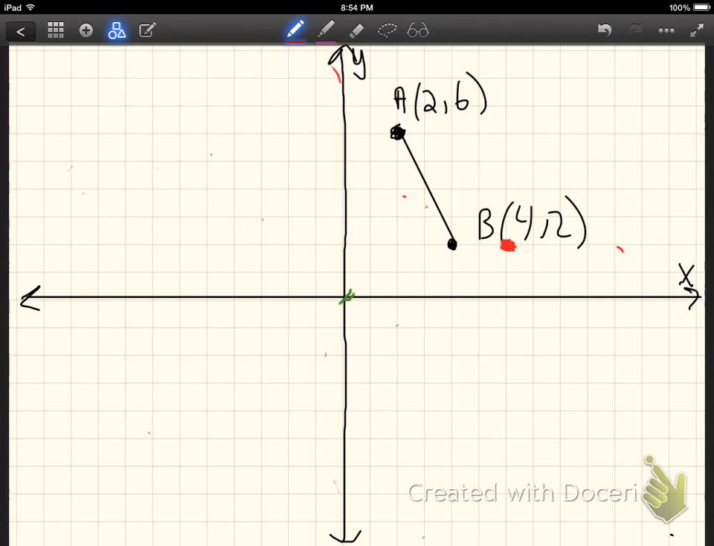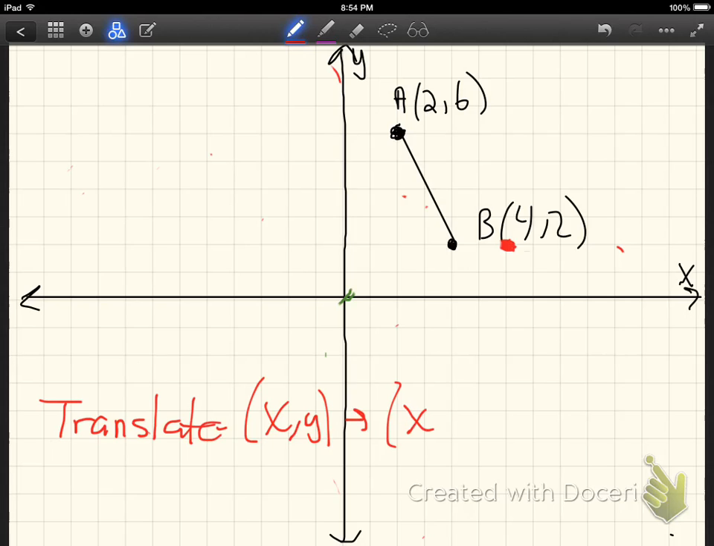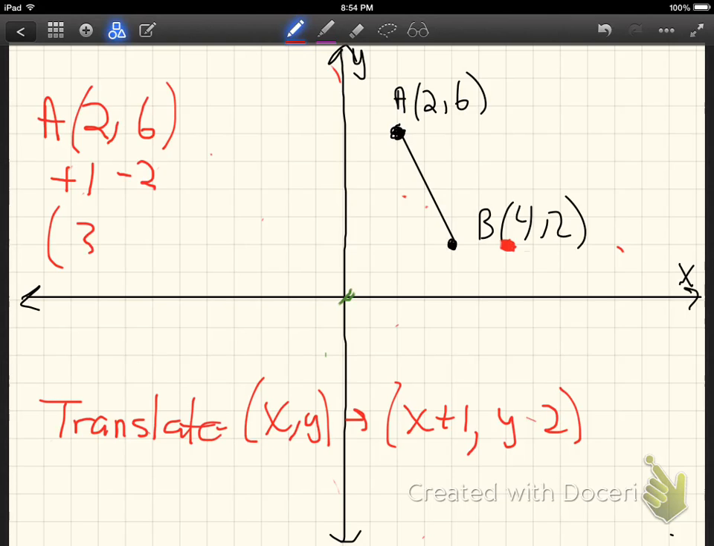Okay, now we're going to translate. And we're going to translate according to the formula that (x, y) goes to (x + 1, y - 2). So all that means is I take the point, which is 2, 6, and I add 1 to the x, and I subtract 2 from the y's. That gets me to the point 3, 4. So that'll be my A prime. It's over 3, 1, 2, 3, and up 4.